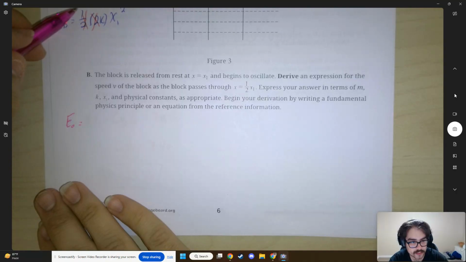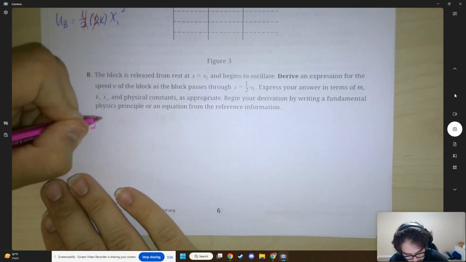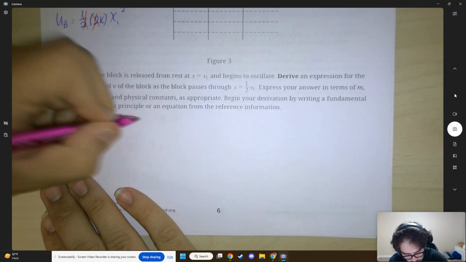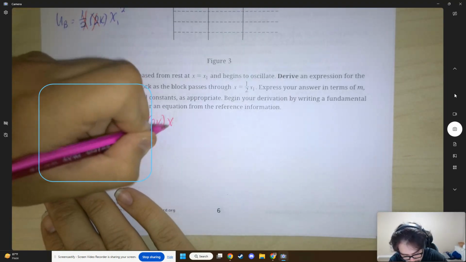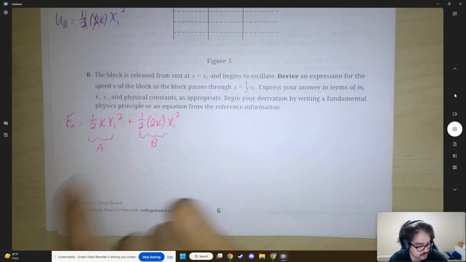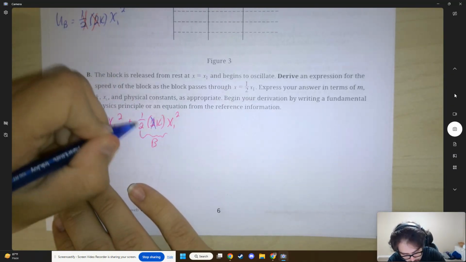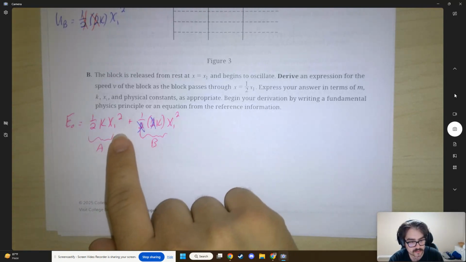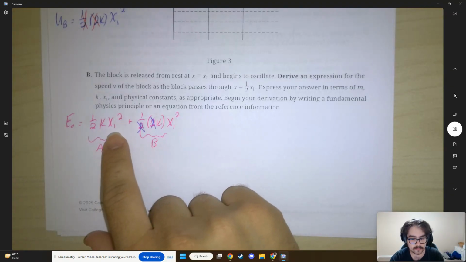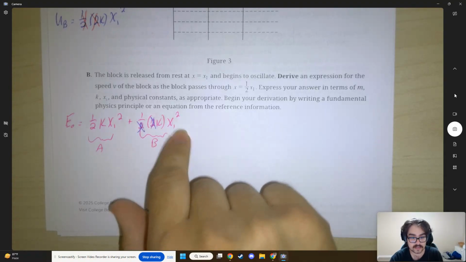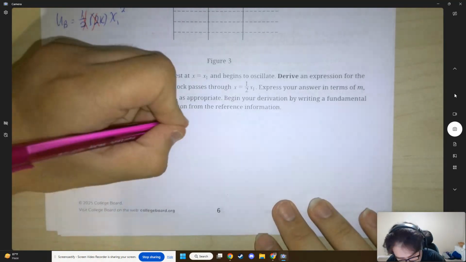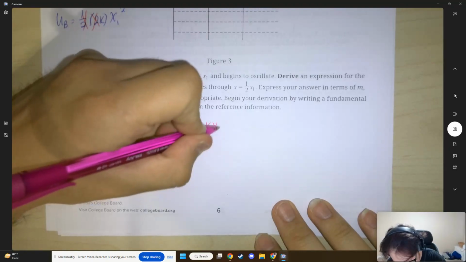So my initial energy: when I start out, I've only got spring potential. So I've got 1/2 k x sub 1 squared, this is spring A, plus 1/2 times 2k times x sub 1 squared, and this is for spring B. Now I need to combine these, so I get 1/2 k x sub 1 squared plus k x sub 1 squared, and that ends up being 3/2 k x sub 1 squared.